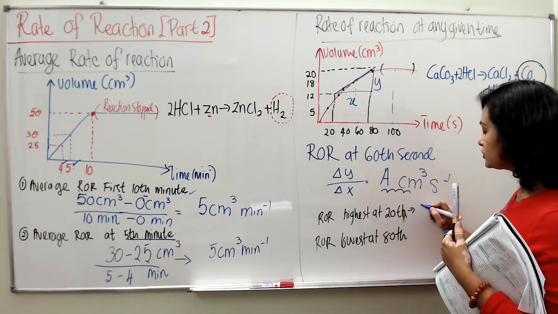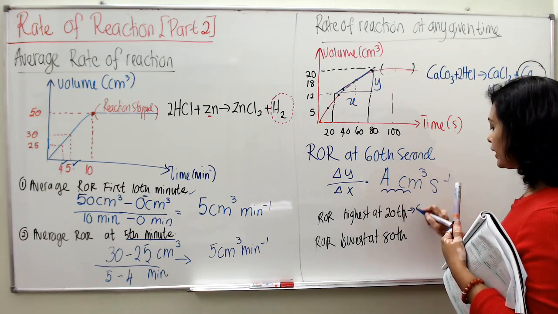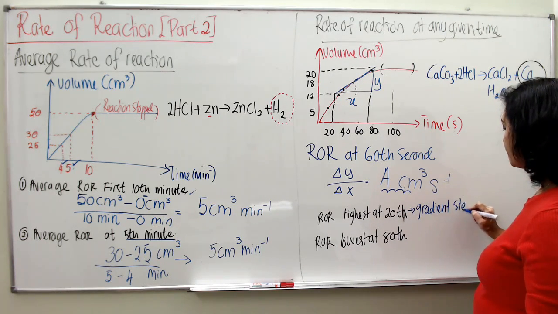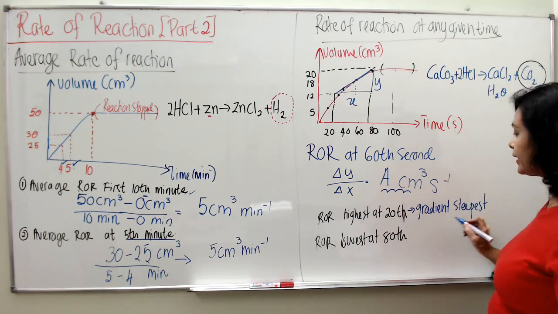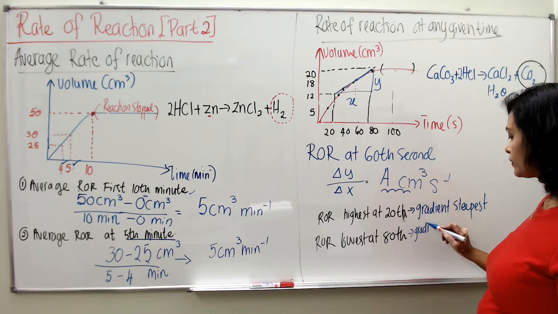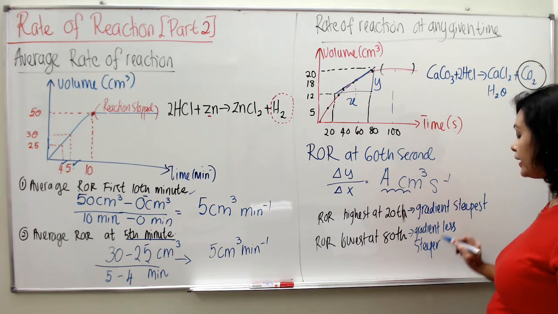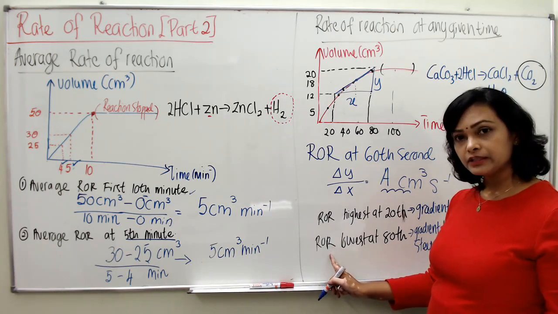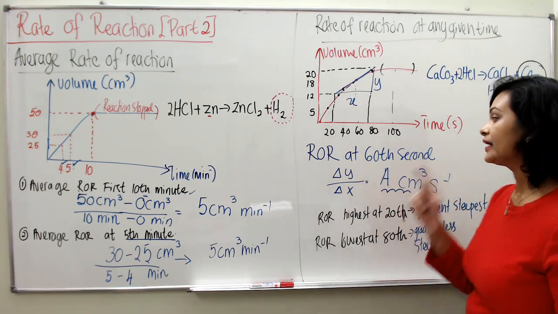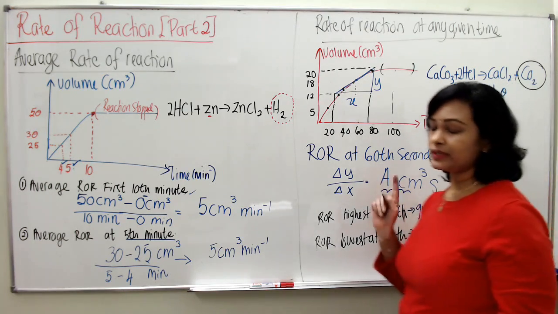Okay, so why? Because tangent, or shall we use the word gradient? Okay, so gradient is steeper. Okay, the gradient is the steepest, and here the gradient is less steep. Less steep. And eventually you get a smaller number here, you will get a bigger number here. So that is how you find the rate of reaction at instantaneous, at any time. Okay, because some books they use the word instantaneous.